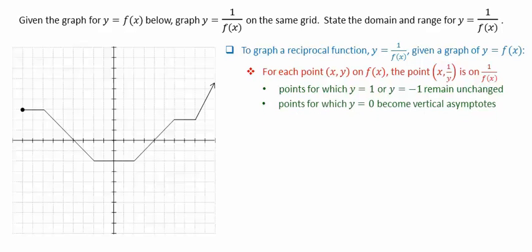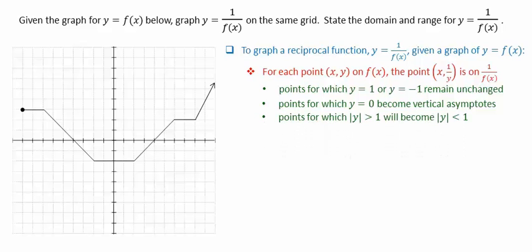Points for which y equals 0 become vertical asymptotes. An asymptote is a line that a graph will approach but never reach. Note that it is undefined to have 0 on the denominator, so 1 over 0 is undefined.